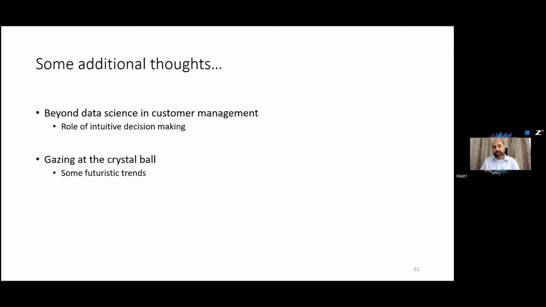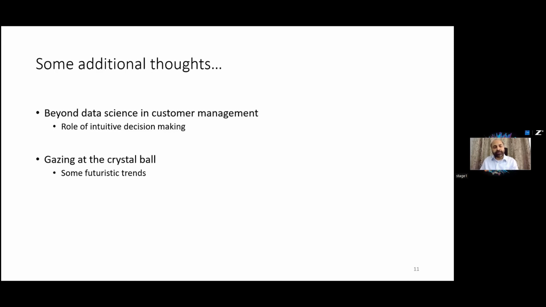There is a lot more to solving customers' problems than data science, though data science is very powerful, right? And it involves some kind of experiential decision making. Sometimes it involves a more humanistic approach to manage customers and so on, right? So we shouldn't forget about it, while data becomes powerful by the day, right?